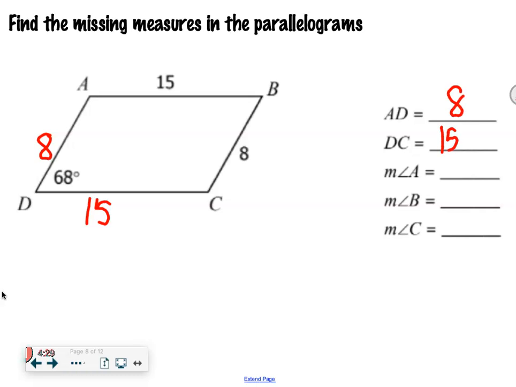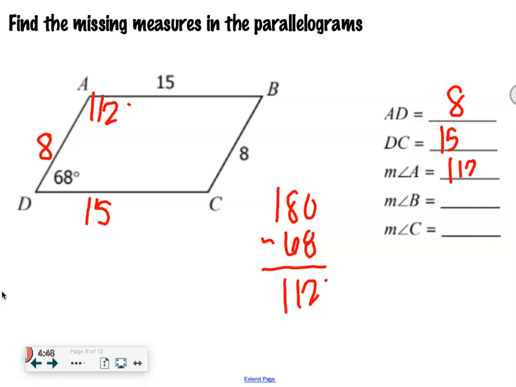Do we like this? This is pretty easy. 8, 15. Ooh, angle A. 180 minus. What's 180 minus 68? That's 112. 112. And is it going to be the same as C or B? C. Opposite angles are equal. 68. Straightforward, right? Not so bad? Okay.